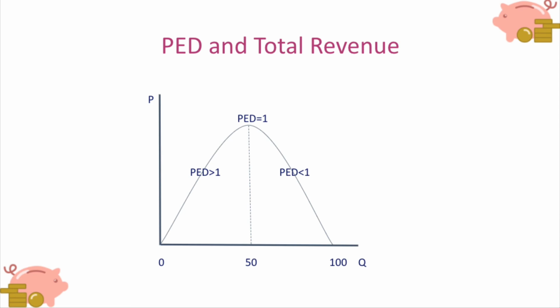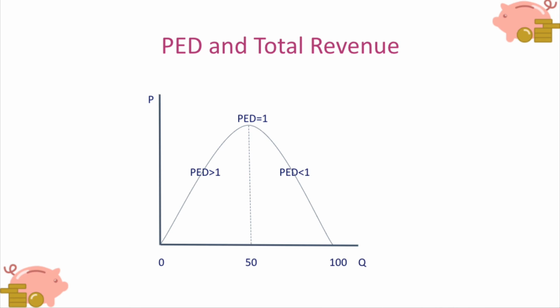Just to finish things off, here we have a total revenue curve, and we can see here that the total revenue rises until we hit 50, and then it falls to 100. So the first part of the total revenue curve relates to the positive part of the marginal revenue curve, the top part of the average revenue curve where PED is greater than 1.